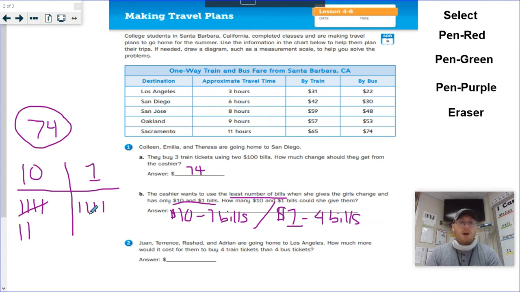So I did this strategy. Let's say that this strategy doesn't work for you and you wanted to do 74 minus 10, 64 minus 10. If you wanted to do that, that's absolutely fine if you go back and double check. Okay. So in this case, I don't need to double check unless you really feel like you should go through and do that method that I told you about, 74 minus 10, 64 minus 10, 54, all that kind of stuff. Okay. So I've answered the question right here. I need for $10, I need 7 bills. For $1, I need 4 bills. Okay.